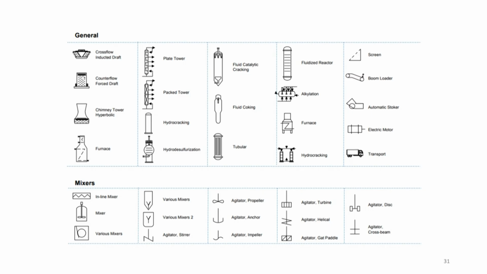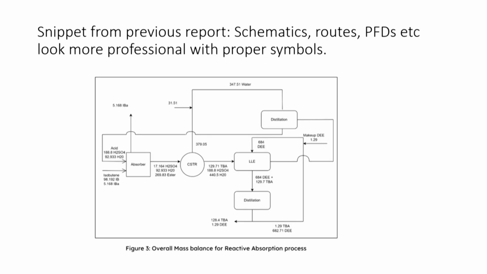Yeah, standard symbols for columns, etc. So this is, I think, from Coulson, Richardson, they'll all have them. So it doesn't matter where you look, that's not important, but don't show it as something very different. Like don't show a reactor as a circular vessel, right? That becomes difficult.